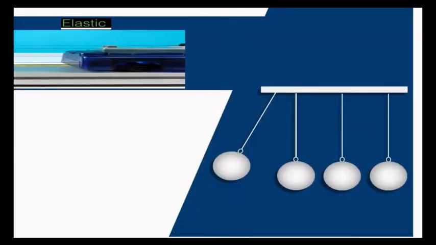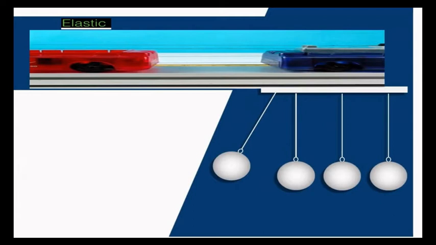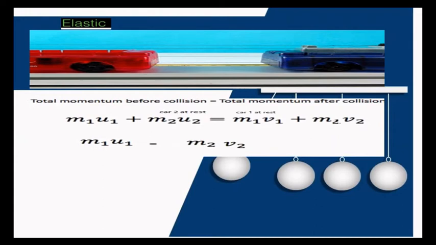Momentum and kinetic energy are conserved. The total system kinetic energy before the collision equals the total system kinetic energy after the collision, in which, in the collision between the truck and the car, total system momentum is conserved.